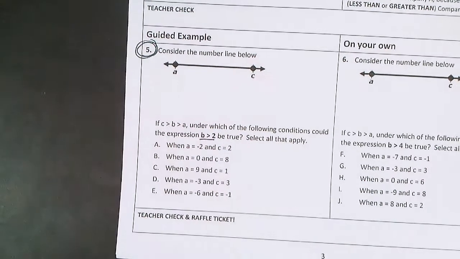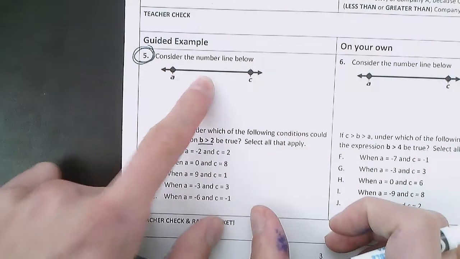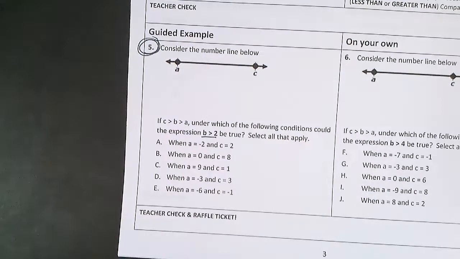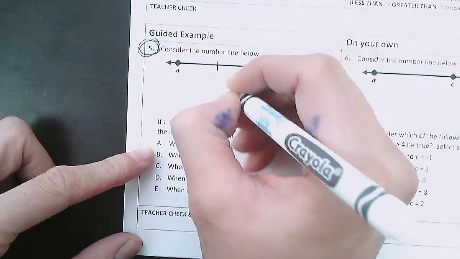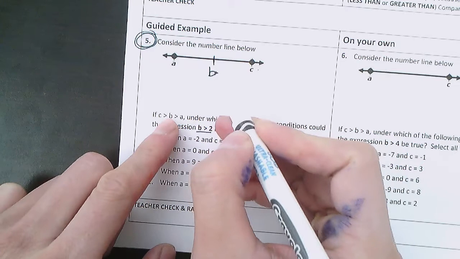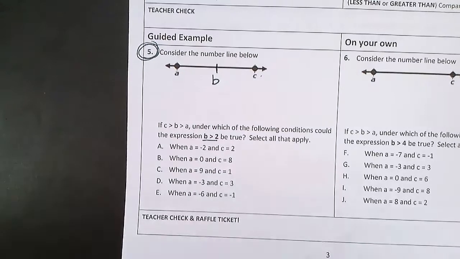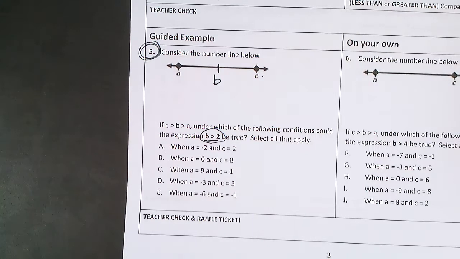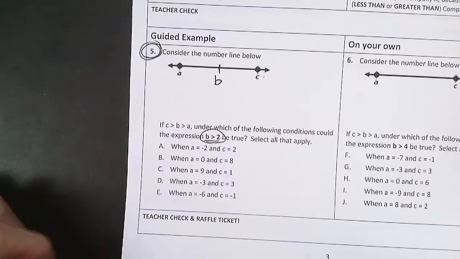Select all that apply. So this is a little bit tricky because you look at this number line and you don't see the number B. But it is telling you that B is greater than 2. So what you can do is you can put an imaginary B anywhere on this number line. I'm going to put it right in the middle because I know that C is greater than B and B is greater than A. So B is going to be somewhere in between these two. I also know that B has to be some number bigger than 2. And then I just go through each of these answer options one by one.